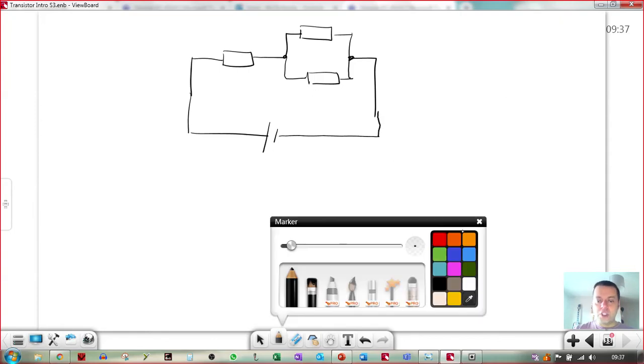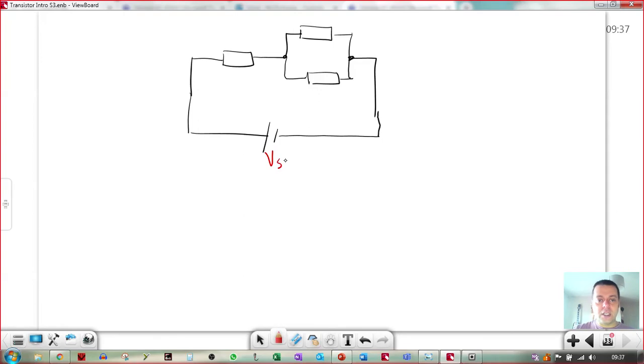So let's talk about voltages first. You'll have a supply voltage, whatever that is, and that'll appear from here to here. You know that Kirchhoff's law says that voltages in series add up to the supply, so there's Vs.